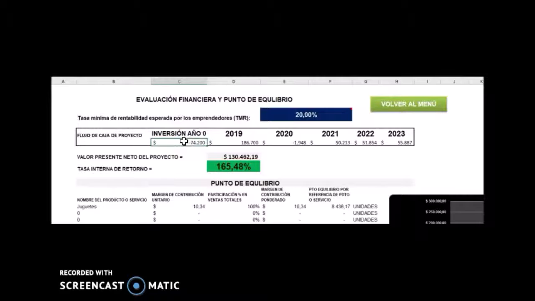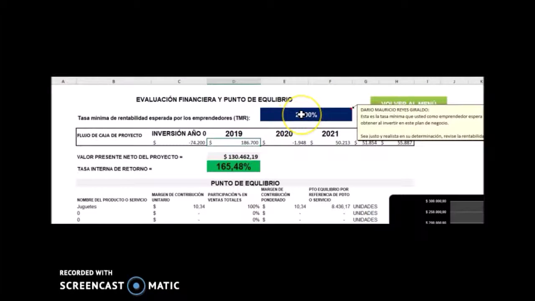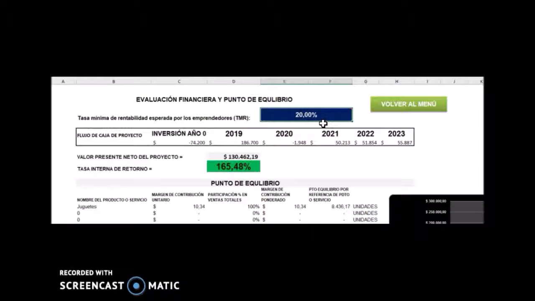Well, taking into account what we have said, we hope that the cash flow for the first year is going to be negative, but for 2019 we hope that it grows. We are expecting to have a minimum internal rate of 20%. So the actual value of the project is about $130,000.